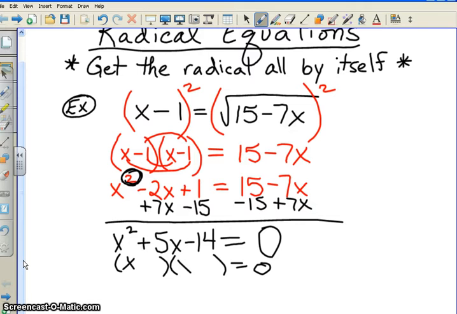X and x in the front. Numbers that times to 14 and add or subtract to make 5. We could do 7 and 2. 7 is the bigger number, so it gets the plus sign from the 5. 2 will be a minus, and Mr. Squiggly comes along and says our two possible answers are x equals negative 7 or x equals 2.